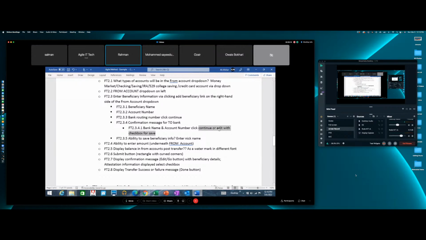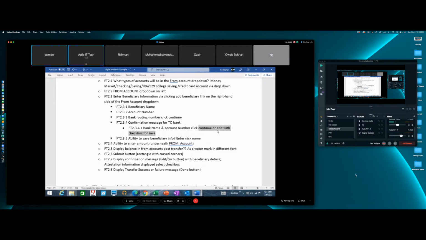If I click edit, where do I go? Previous screen. Number 2. Screen 2. Why? Because I need to change the beneficiary's name, the account number, or the routing number, right? Yes. If I click continue, I move forward, right? Yes. But the question is, do you want to click continue with the checkbox or without the checkbox?